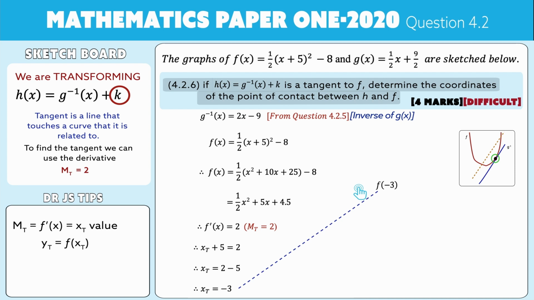So f of minus 3 is a half, negative 3 plus 5 all squared, minus 8. That gives me a half times 2 squared, which is 4, minus 8. A half times 4 is 2, minus 8, and that leaves me with minus 6. So the point of contact between the two curves, the x coordinate for tangency and the y coordinate for tangency, is the point minus 3 and minus 6. And there we've answered the question.